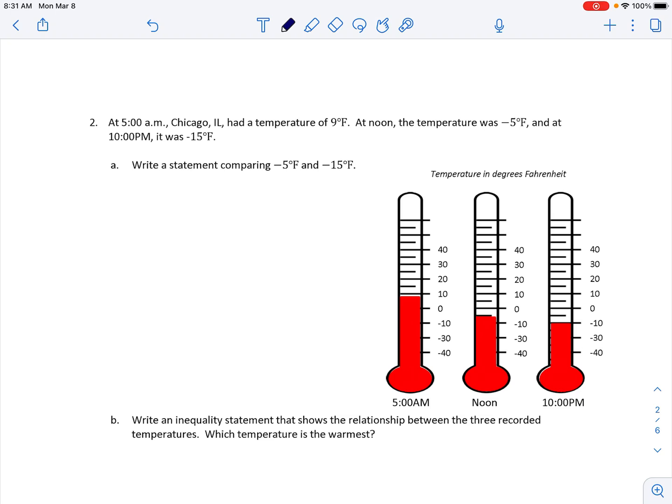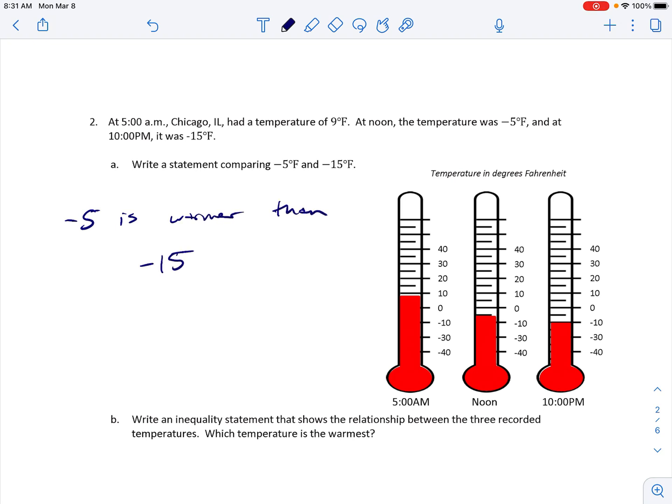Okay, number 2 says at 5 a.m. Chicago, Illinois had a temperature of 9 degrees Fahrenheit. At noon, the temperature was 5 degrees Fahrenheit, and at 10 p.m., it was negative 15 degrees Fahrenheit. Write a statement comparing negative 5 and negative 15 degrees. Okay, so letter A, we can just write negative 5 degrees is warmer than negative 15 degrees Fahrenheit. Okay, it's closer to 0, so it's warmer.